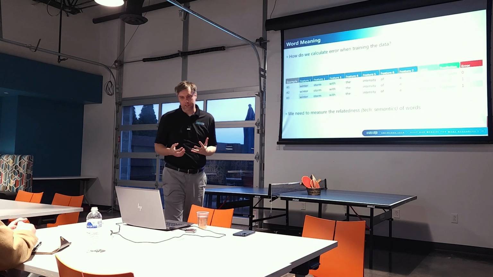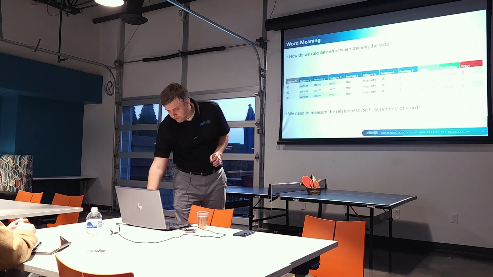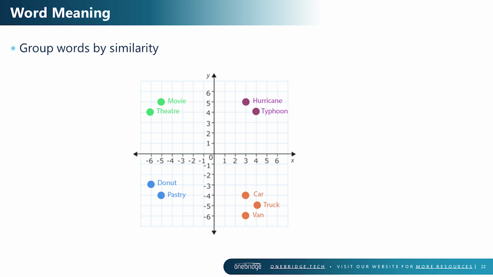The way we do this, in a way that a computer can understand, is we map all these words into a coordinate system. In our example, you can see hurricane and typhoon are related, so they're very close to one another. Movie and theater are close, donut and pastry are close, and we have car, truck, van. They're all sort of clustered together by meaning. And so when we do our error then, we measure the distance. And this is very simple trigonometry, right? We can see that hurricane and donut are very far away in meaning versus hurricane and typhoon, which are very close. The technical word for this is embedding.